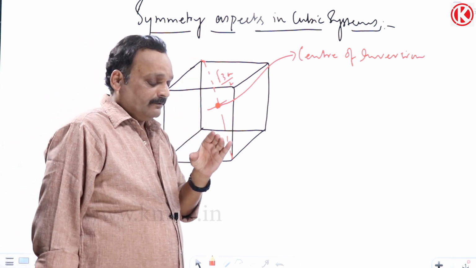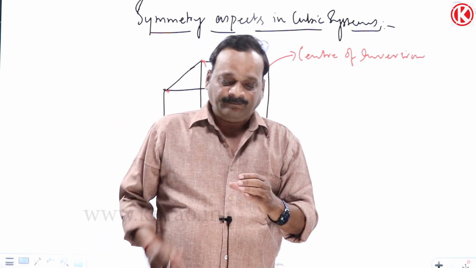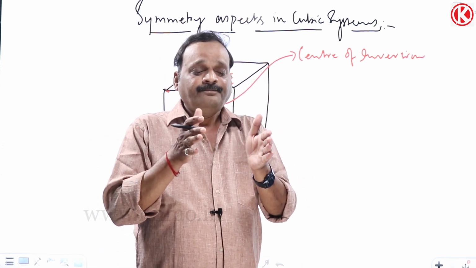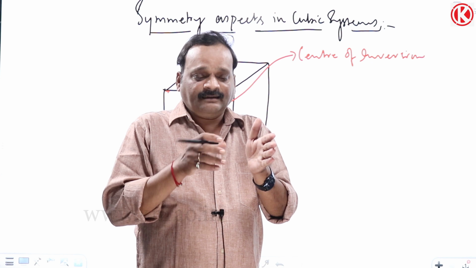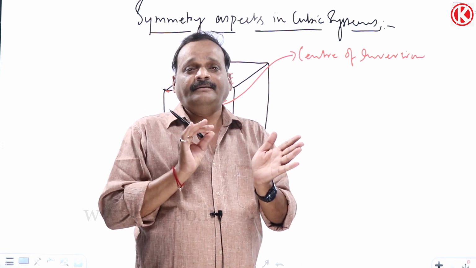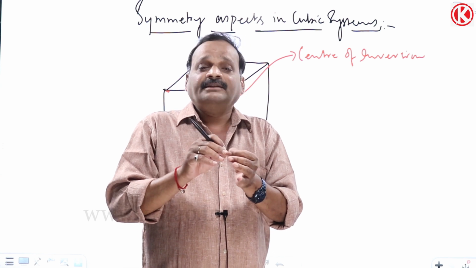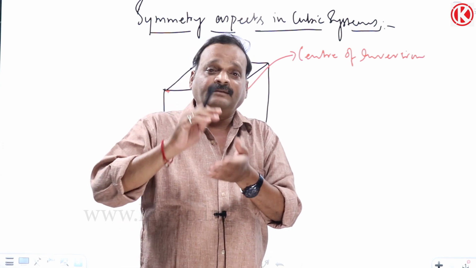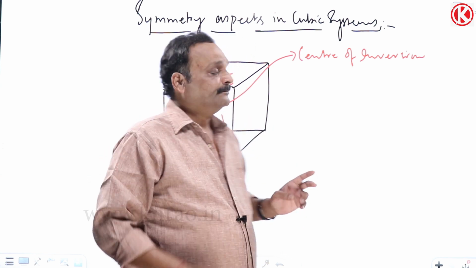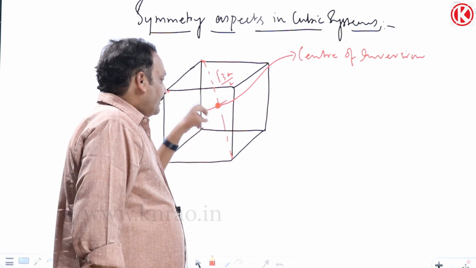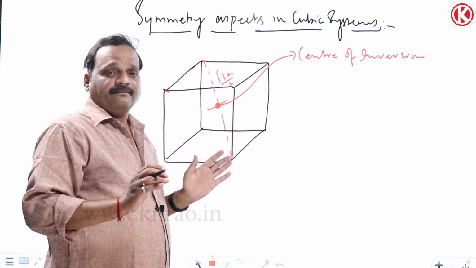Now, for the cubic system, I'll just ask one question: whether it has a center of inversion or not. If it has a center of inversion, the answer is yes. There is no question of one object becoming symmetric about 2 different points. A structure will have a center of inversion or will not have a center of inversion, that's all.